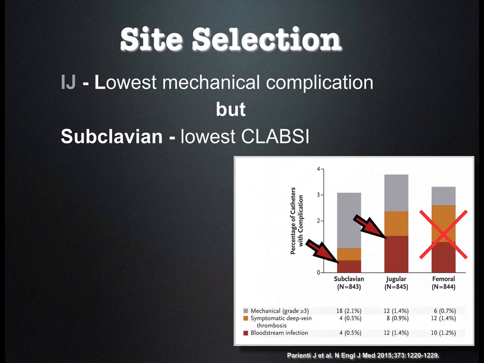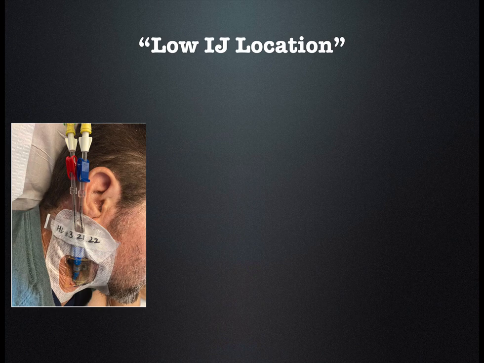However, the subclavian is the most difficult line to place for new central line inserters, people that don't have as much experience. So if you're new to placing central lines, we recommend the IJ location because it has the lowest mechanical complications. Again, femorals are worst of everything. So we're going to go IJ if we haven't placed a lot of central lines, and subclavian if we can do subclavian lines. So how do we make an IJ safe like a subclavian when we're talking about sites?